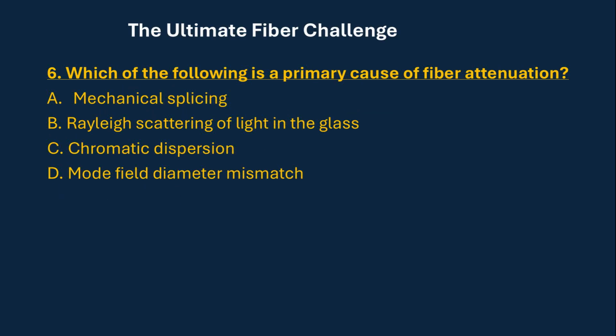6. Which of the following is a primary cause of fiber attenuation? A. Mechanical splicing. B. Rayleigh scattering of light in the glass. C. Chromatic dispersion. D. Mode field diameter mismatch. The correct answer is B. Rayleigh scattering of light in glass is the main cause of attenuation.